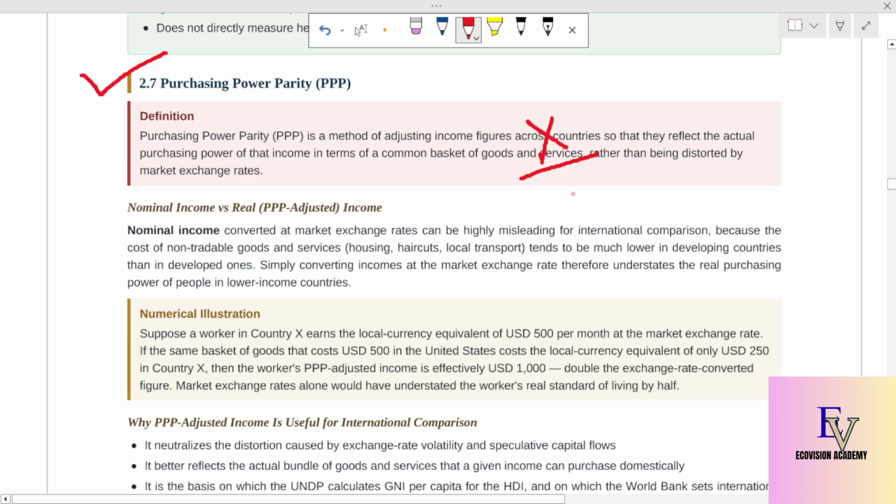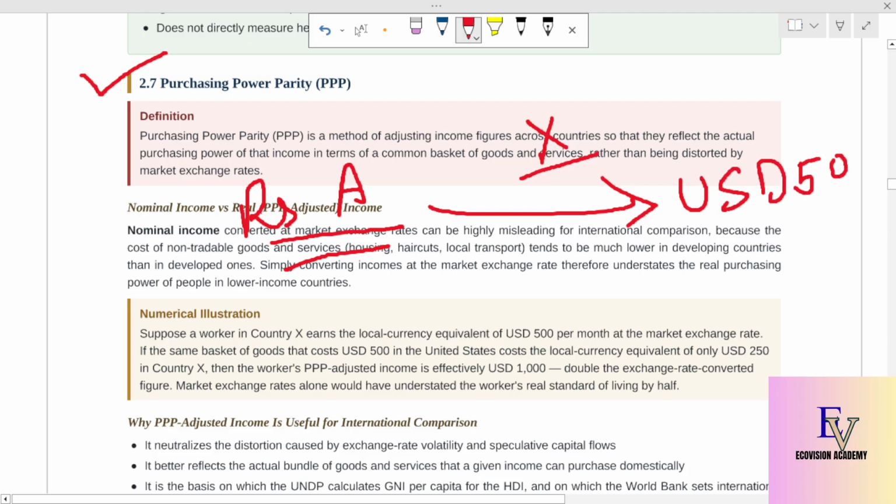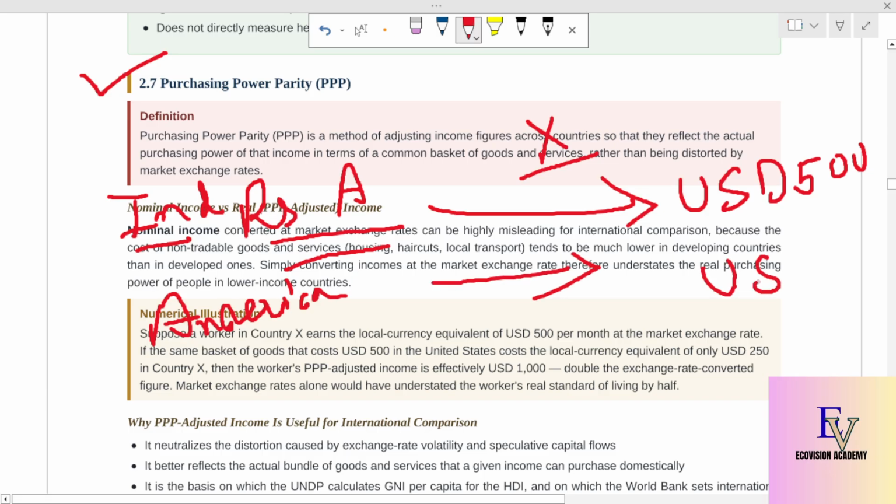Suppose I am giving an example. Suppose I am living in America and you are living in some other part of the world, and you are earning money. Suppose you are earning rupees A, and if you convert it to US dollars, it becomes USD 500. You are living in India, and I am living in America, and I am also earning USD 500.